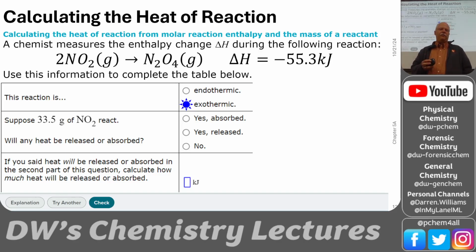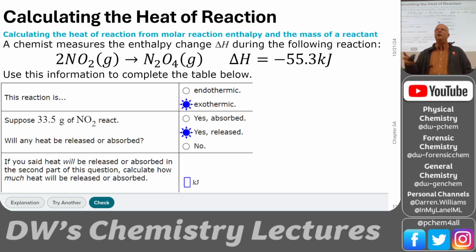Suppose 33.5 grams of nitrogen dioxide react. Will heat be released? This part of the question is just seeing if you understand what exo and endo mean. So it's exothermic. So you're like, yeah, heat will be released. That's what exothermic means, that heat is released.